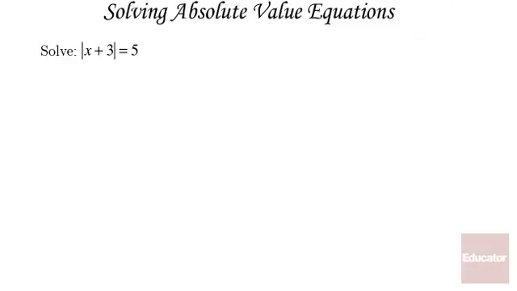Now, talking about how to solve absolute value equations. When I look at a very simple equation like this, I can think about what it's really saying, what the absolute value is really telling me. It's telling me that the absolute value of x plus 3 equals 5. Since the absolute value of x plus 3 is 5, I can look at this two ways.